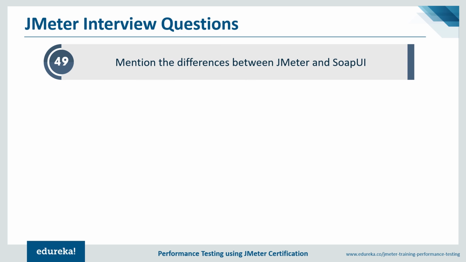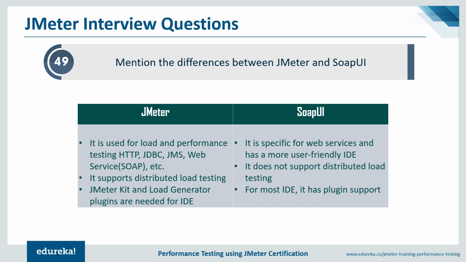Moving on, the next question is, mention the differences between JMeter and SoapUI. JMeter is used for load and performance testing of HTTP, JDBC, JMS, web services, etc., whereas SoapUI is specific to web services and has a more user-friendly IDE. JMeter also supports distributed load testing, but SoapUI does not. The JMeter kit and the load generator plugins are needed for the IDE, whereas in the case of SoapUI, for most IDEs it has plugin support.